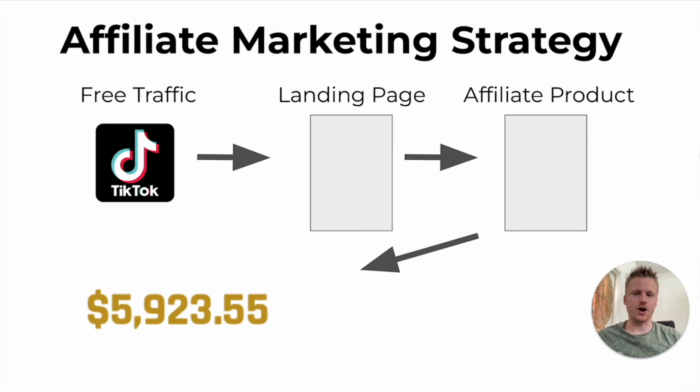So affiliate marketing on TikTok goes like this. We're taking free traffic from our TikTok pages that we will create. We're going to take that traffic, send it to a landing page, and that's going to be like a Linktree account, and I'm going to show you how to set that up all step by step. And then you send that traffic to an affiliate marketing product. Every single time somebody checks out using your affiliate link, you're going to get a commission.